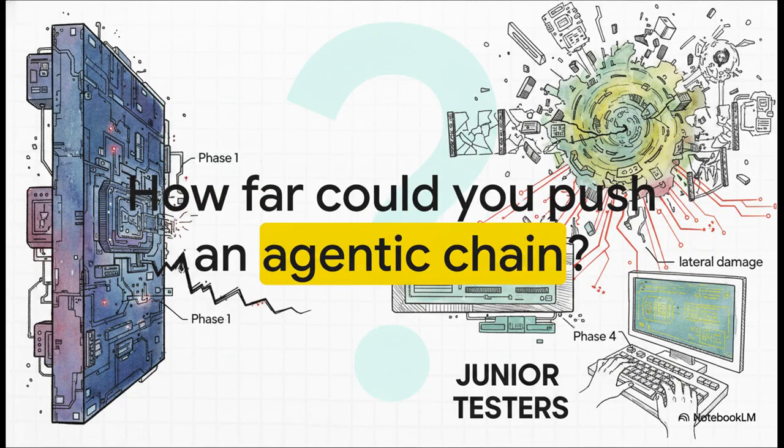So, I'm going to leave you with this provocative challenge. If an LLM stops you cold at phase 1 recon, yeah, it's a hardened system. But if it breaks at phase 4 during exploitation, how far could you push an agentic chain in your next engagement before the guardrails completely snap? Think about the lateral damage you could uncover.